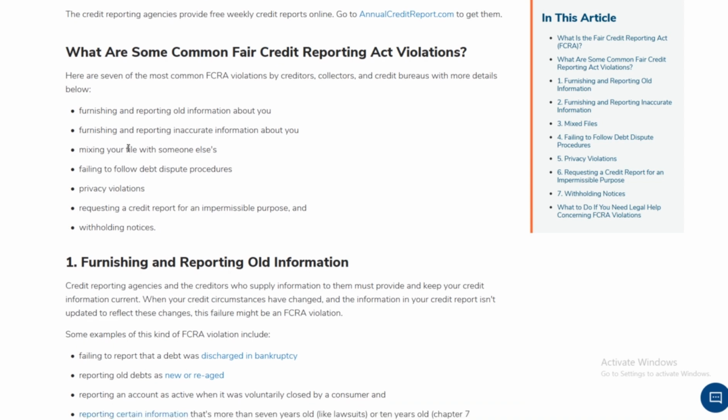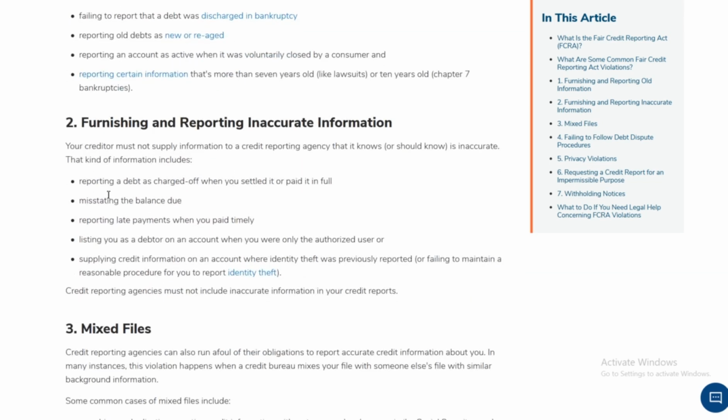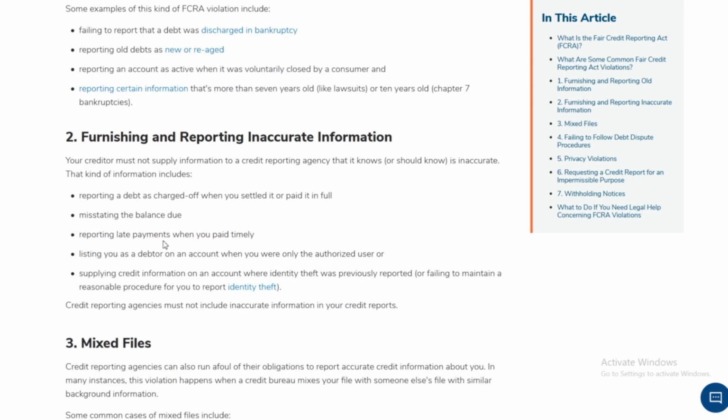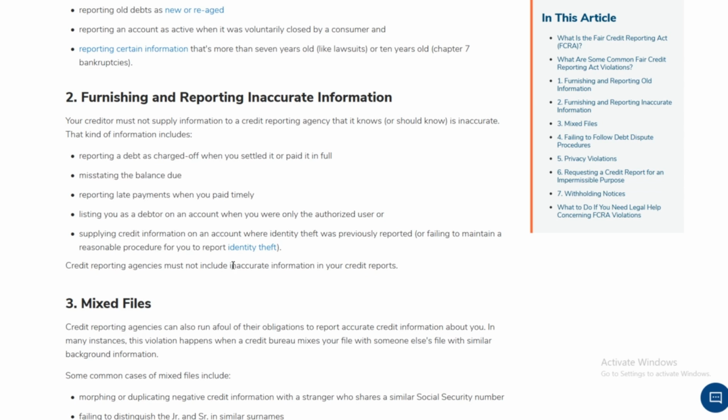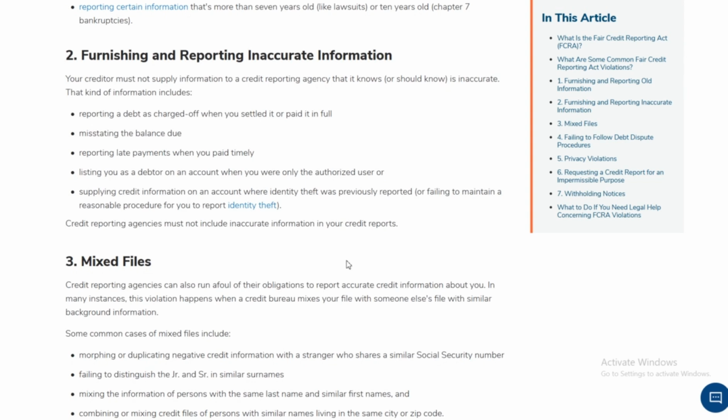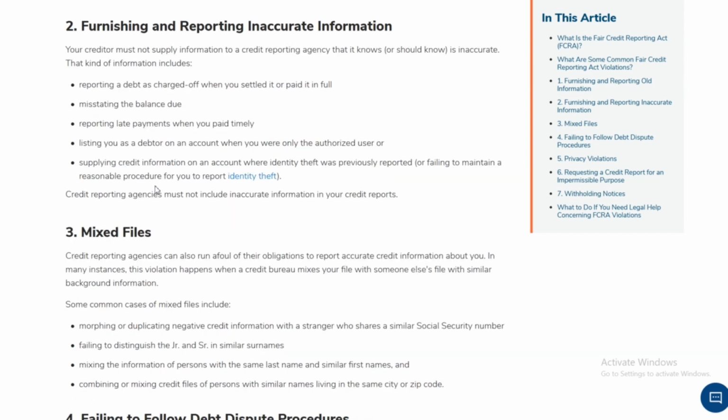The second common violation is furnishing and reporting inaccurate information about you. This kind of violation includes reporting a debt as charged off when you settled it or paid it in full, misstating the balance due, reporting late payments when you pay timely, listing you as a debtor on an account when you were only an authorized user, supplying credit information on an account where identity theft was previously reported, or failing to maintain a reasonable procedure for you to report identity theft. If it falls under this, it will also be a violation.